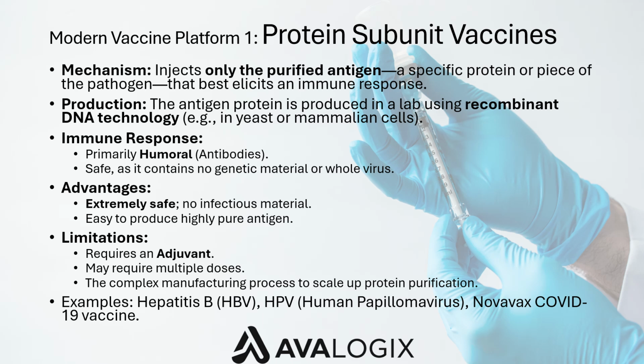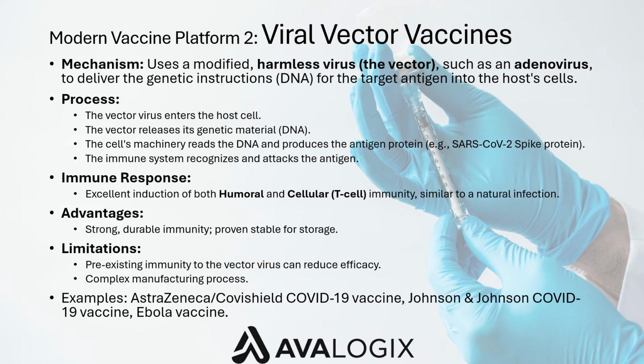The other challenge is the manufacturing complexity. Scaling up the purification of a stable, three-dimensional protein to billions of doses is a significant bioengineering task, which is why they are not always the fastest option for a rapid pandemic response. The viral vector vaccine is the first of our two genetic platforms. Here, we use a concept from molecular biology, employing a benign or disabled virus, typically an adenovirus, as a delivery vehicle or a Trojan horse, to carry genetic instructions into your cells.